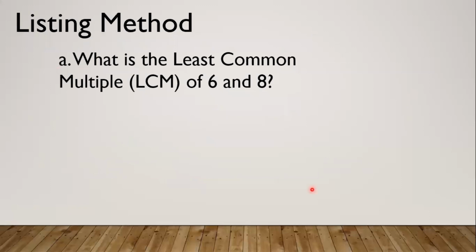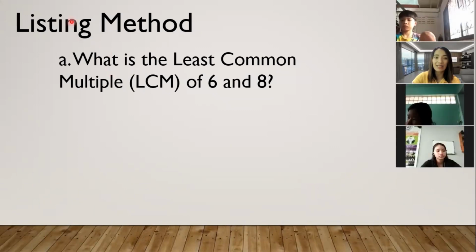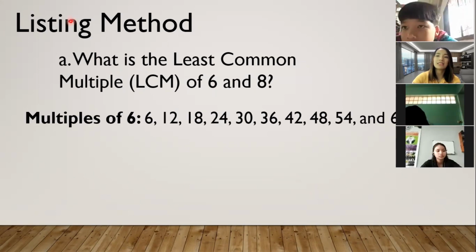So let's look at the example of listing method. Letter A, what is the least common multiple or LCM of 6 and 8? So we will find the LCM of these numbers using listing method. So how do we do it? Let's look at this. Listing meaning you are simply writing the numbers. Do you understand?